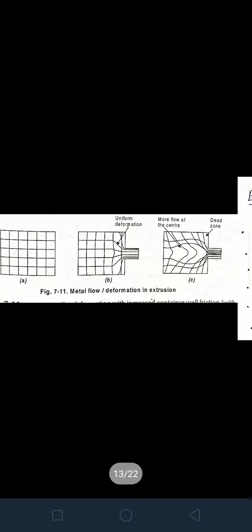Such a flow pattern may also exist when the billet surface is chilled by the cold walls of the container. Normally dies and container walls should be preheated for obtaining homogeneous deformation and defect free extruded parts. So you have to consider all these while you are designing the die also.